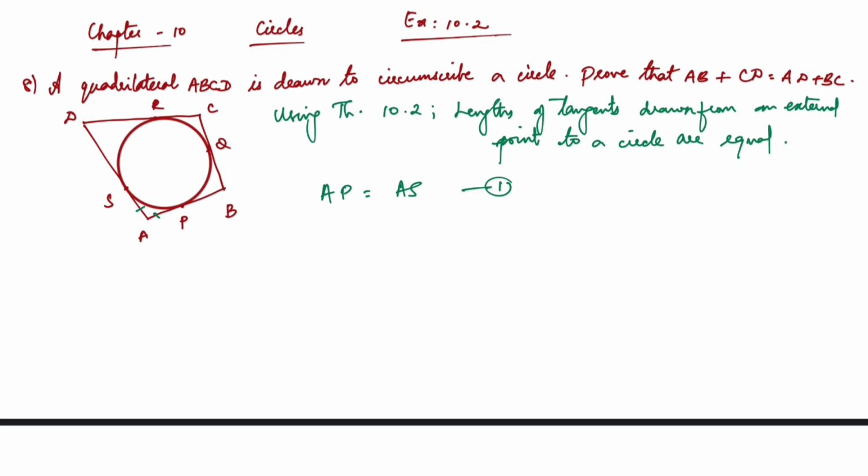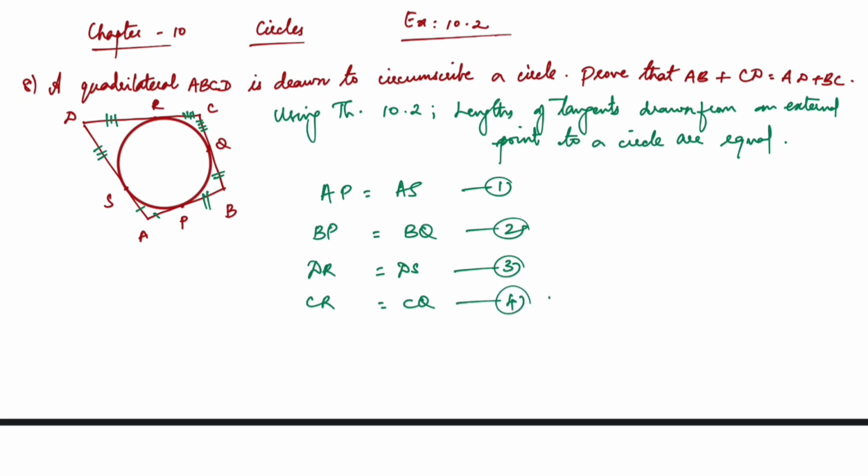We can also write BP is equal to BQ. Similarly, from the point D, tangents DS and DR are drawn, and we can write DR is equal to DS. Let this be 3. And we can also write CR is equal to CQ. They are the tangents drawn from the point C.